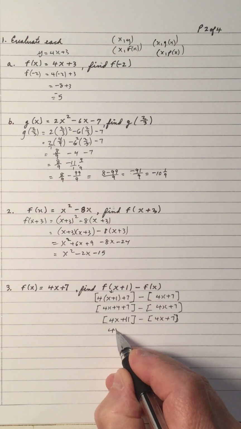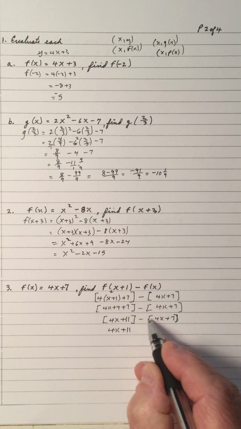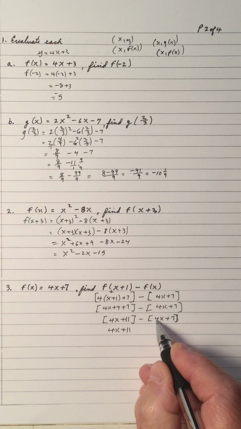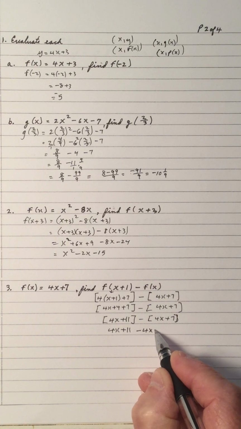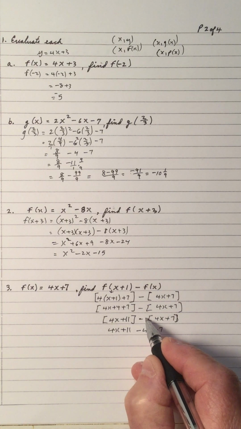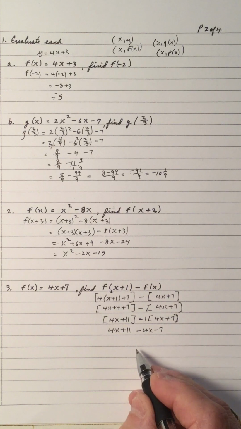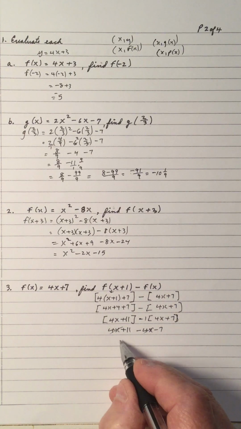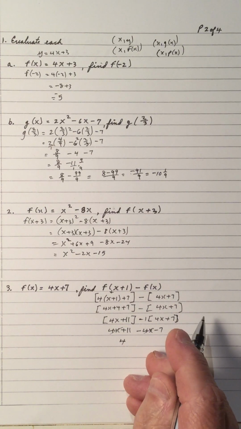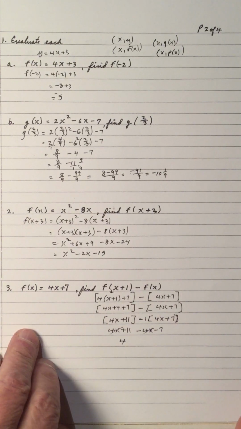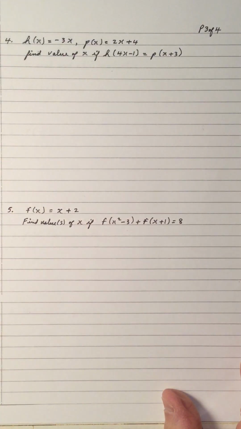So this is 4x plus 11. And we subtract, we add on the opposite, so that's a negative 4x minus 7. Or we can put a 1 here and go negative 1 times that. The 4x cancels out, and we get 4. Just do something a little tiny bit different.